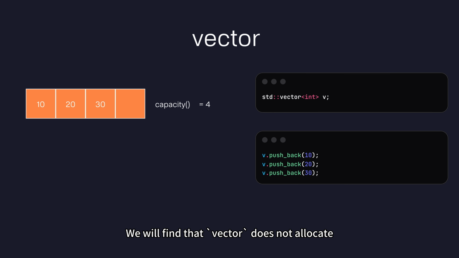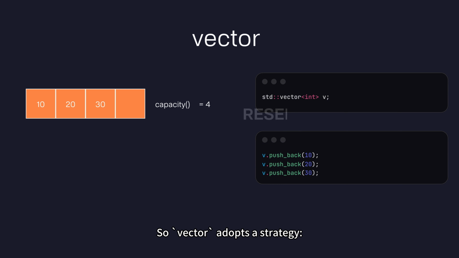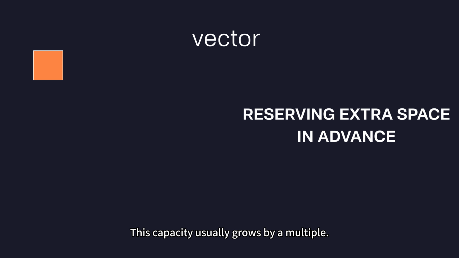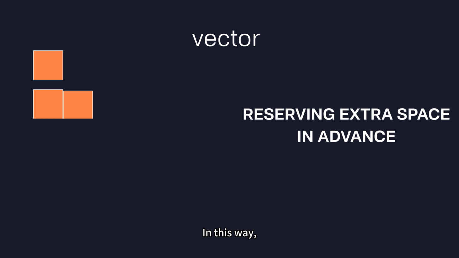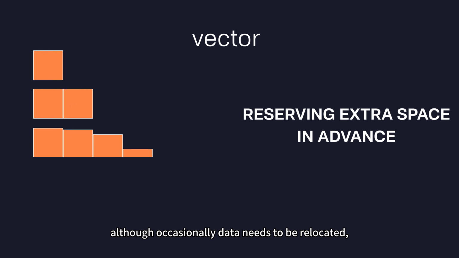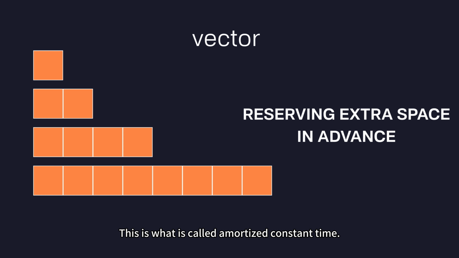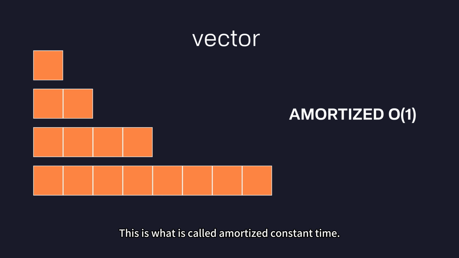We will find that vector does not allocate memory every time an element is added. If it allocated memory every time, the performance would be very poor. So vector adopts a strategy: reserve extra space in advance. This capacity usually grows by a multiple. In this way, although occasionally data needs to be relocated, on average, the cost of each added element is reduced. This is what is called amortized constant time.